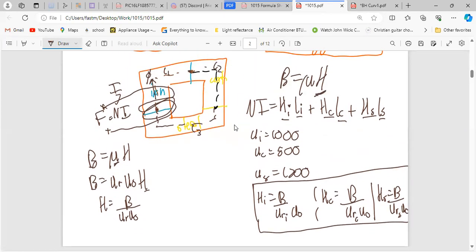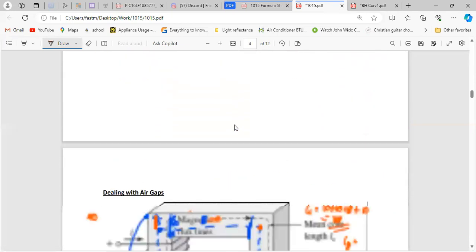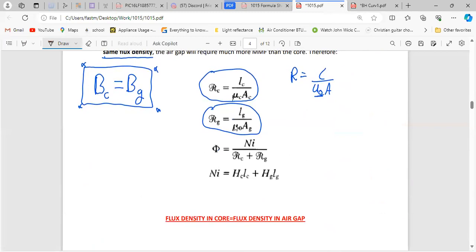So as I said, if you have an air gap, you have to split it up. So you have an HC and your HG, right? So that's what I wanted to get through. That's basically where I got this from. I got it from Ni is equal to phi R.